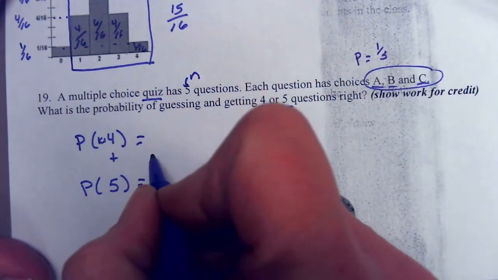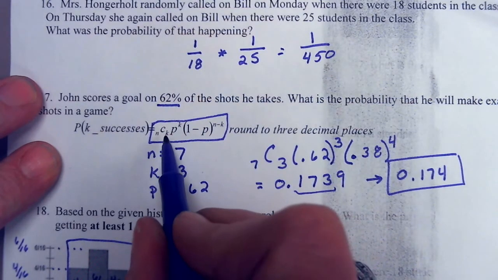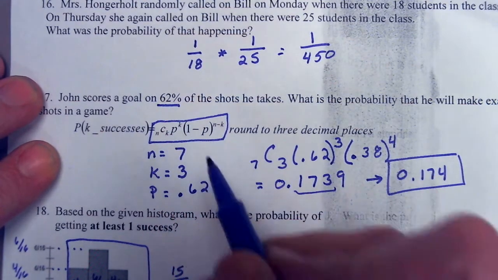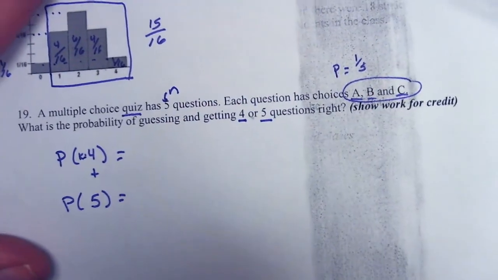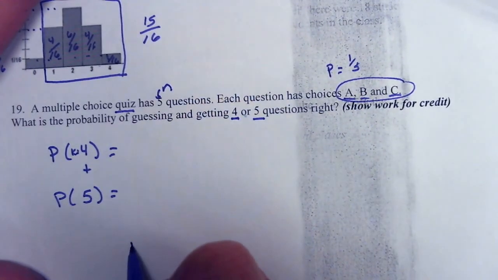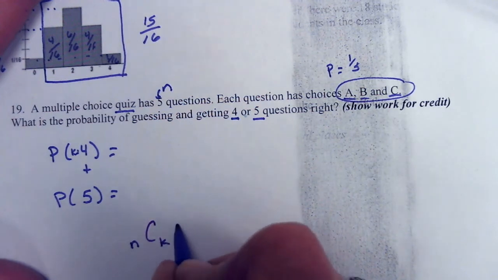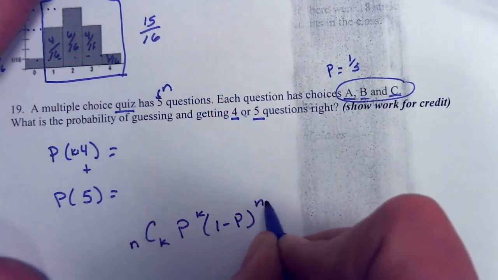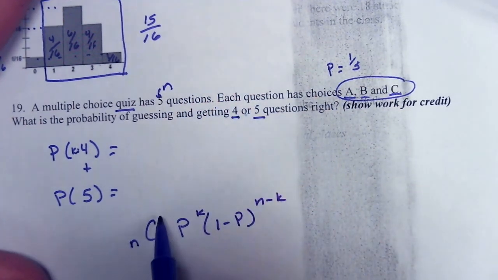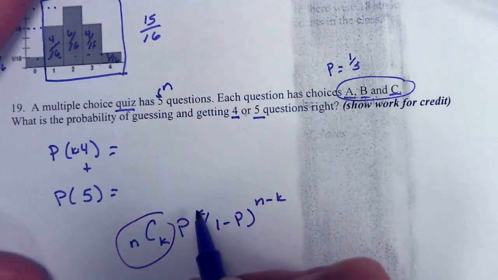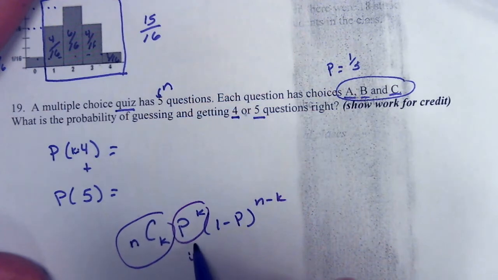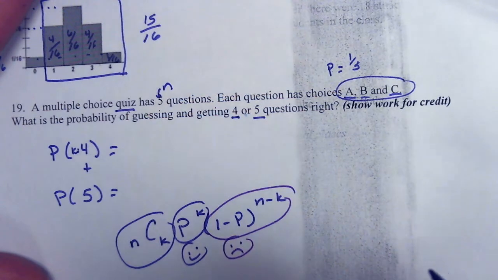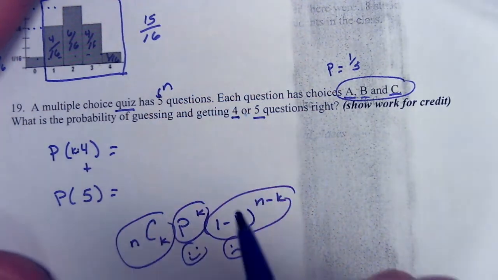So for the formula, we used back up here: n choose k, p to the k, 1 minus p to the n minus k. That's what we're going to be using now. I suppose you'd like it if I wrote it again. N choose k, p to the k, 1 minus p to the n minus k. Okay. Combinations of getting those right, probability of success to the number of successes, and this is the probability of failure to the number of failures you get. Anyway, let's get this done.